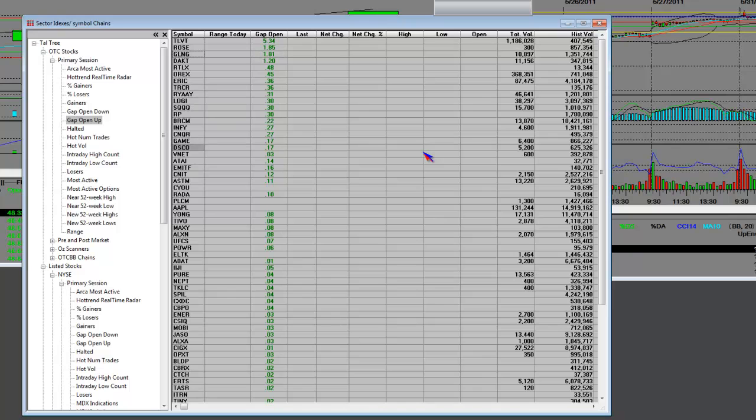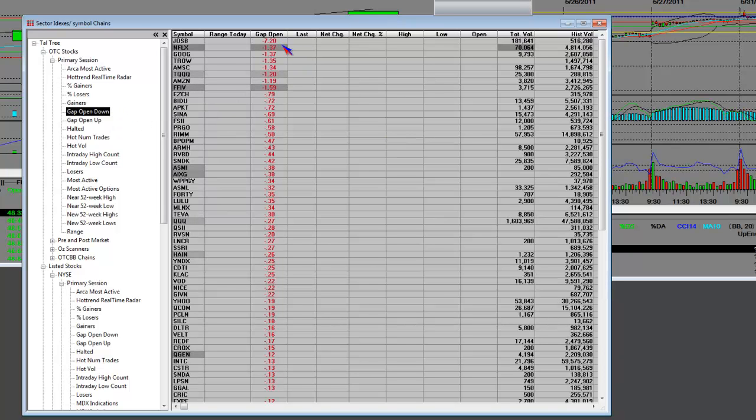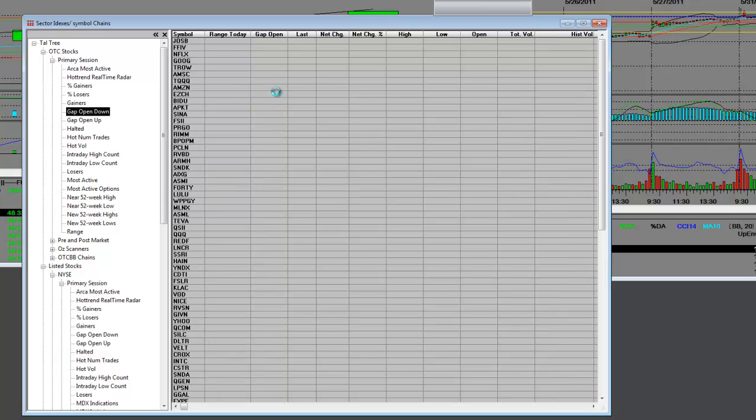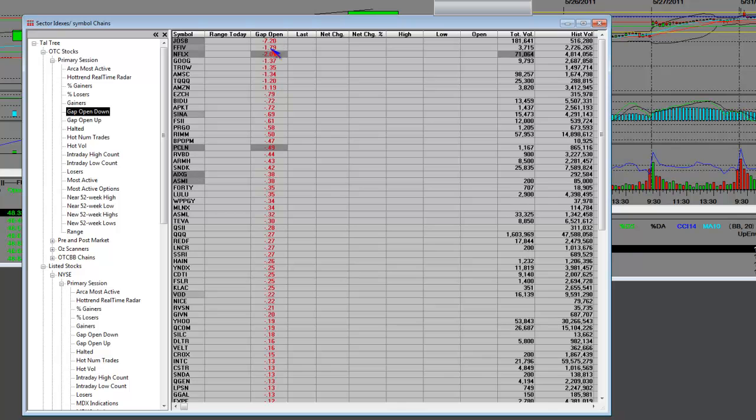And the last day of the month yesterday, when you look at the gap open up and the gap open down, they were quite different than today. So pay attention to the gap open up. Pay attention to the gap open down. FFIV has got logged on the calendar. FFIV. Okay? So it's always important to understand what piece of news may be tied to the name.